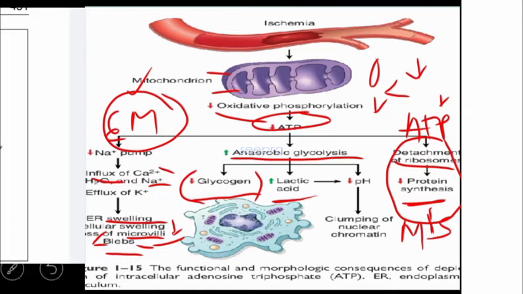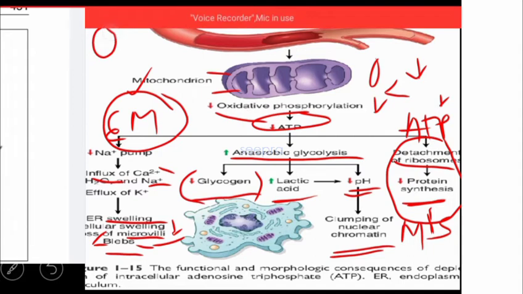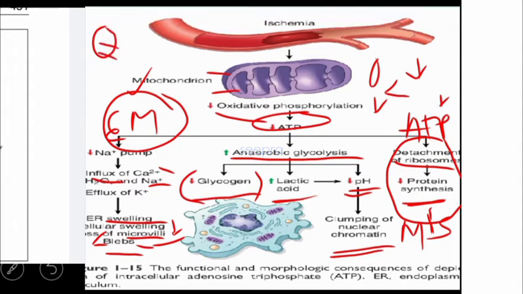When lactic acid accumulates in the cell, it leads to a decrease in pH. When pH decreases, the chromatin material inside the nucleus becomes condensed, which leads to clumping of nuclear chromatin. So what are the things we discussed?